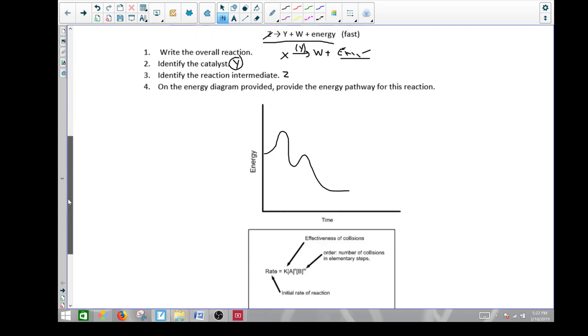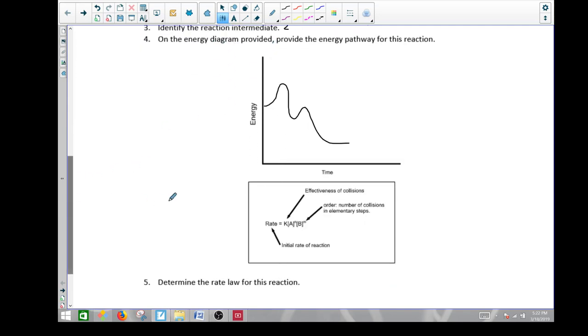Move on. All right, can we come up with a rate law for this? Determine the rate law for the reaction. Keep in mind, order is the number of collisions in the elementary steps. One would be considered unimolecular, only one item. Two would be two particles colliding together, and three would be termolecular. Three is less common. And K is a good way to describe the effectiveness of the collisions.